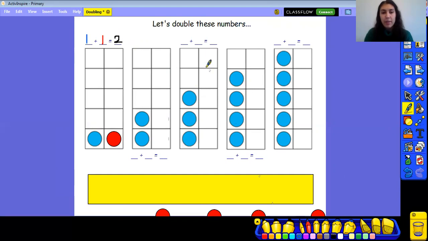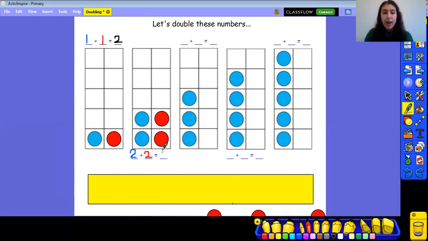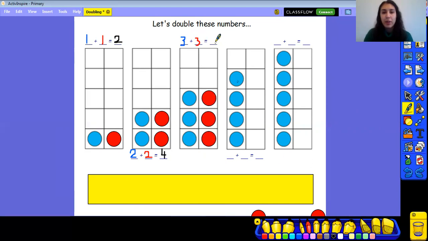Fantastic. So here I'm starting with 2. And we're going to double it. So that means that my addend here must also be the same as this one. So 2 add 2, or double 2 would give us how many altogether? That's right, would give us 4. Let's have a look at our next one then. I'm starting with 3 counters and I'm doubling it. So that means my second addend is the same. I'm going to add 3 more. So 3 add 3, or double 3 would be equal to 6. Lovely work, well done.